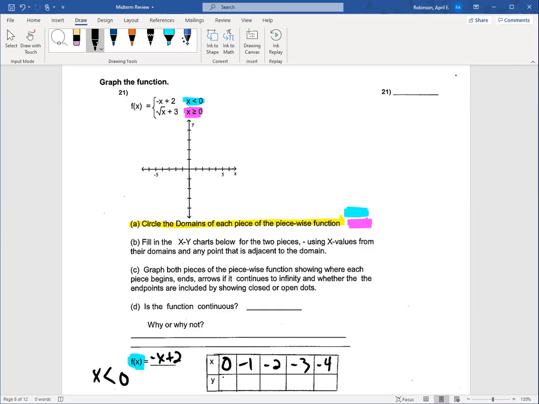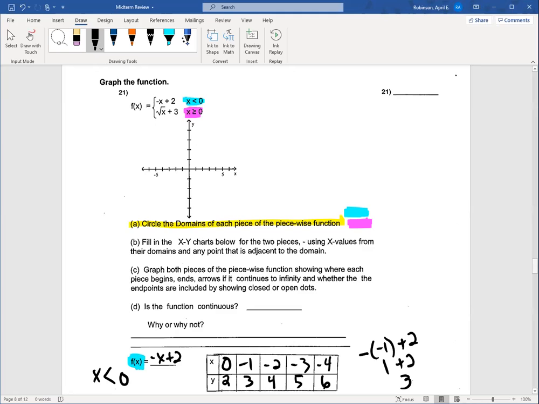Negative 0 plus 2 is 2. Negative of negative 1 plus 2 would be 1 plus 2, which would be a 3. Then negative of negative 2 would be 2 plus 2 is 4. Negative negative 3 is 3 plus 2 is 5. It's just going up by 1 on each one.